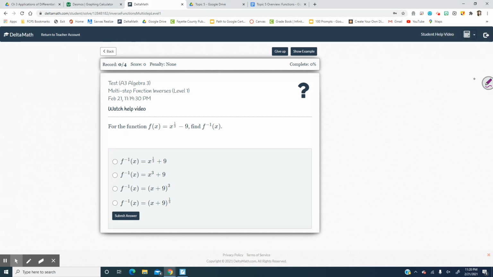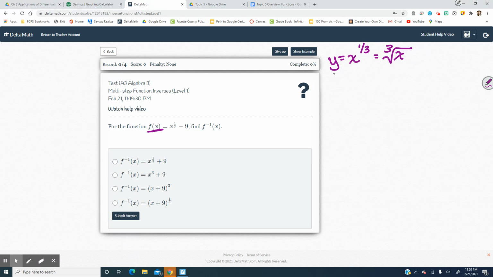Okay, so first of all, change this to a y. So y equals x to the 1/3. Now I do know that x to the 1/3 is the same as the cubed root of x. That might be helpful here. So I have the equation y equals the cubed root of x.